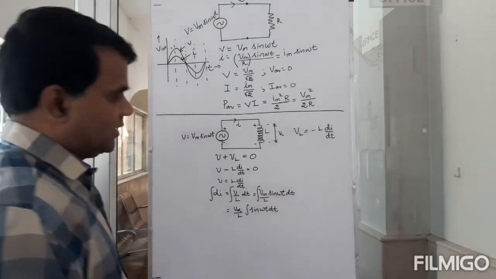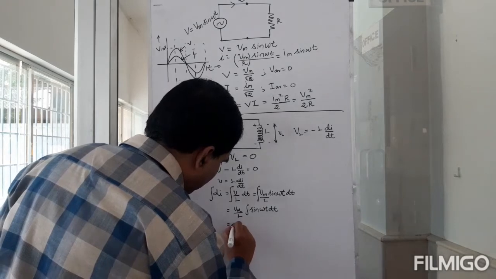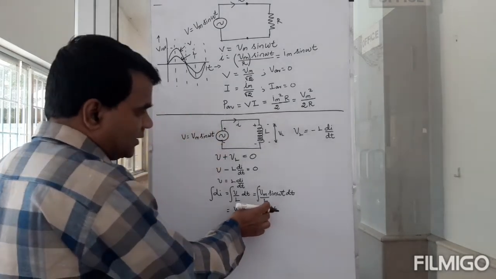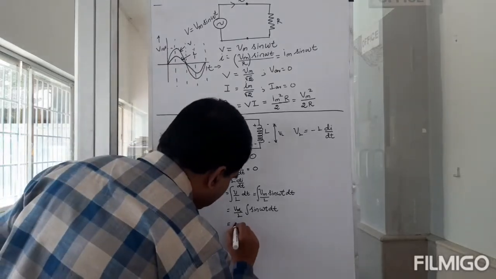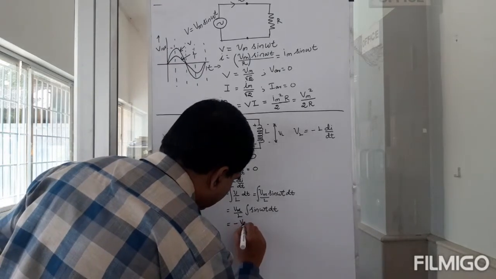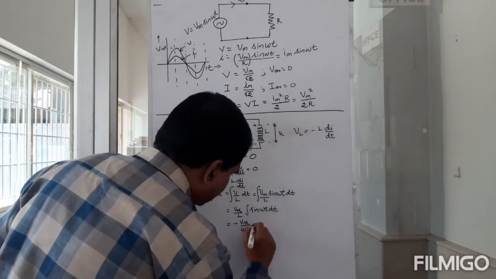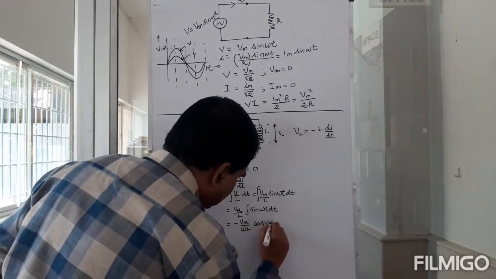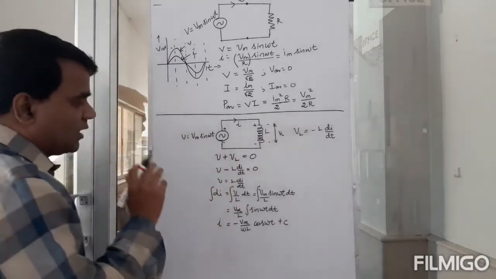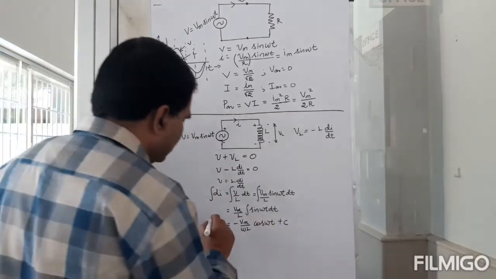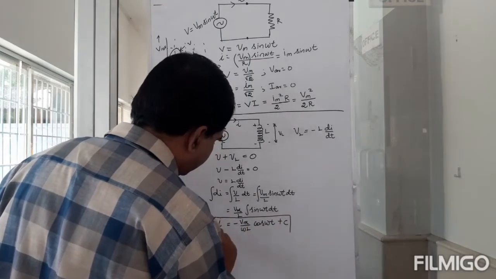And what is this going to give me? Integral of sine omega t will be minus cos omega t by omega. So I will get minus Vm by omega L into cos omega t plus c, and that would be my I. So current at any point in time is given by this equation.